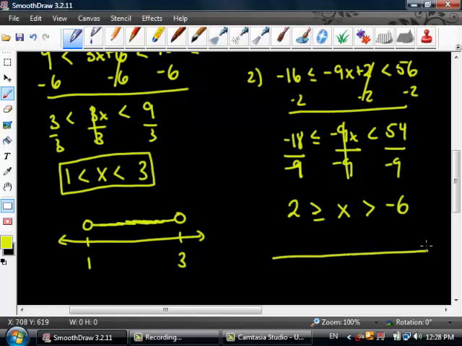Now, this is where things might get a little bit confusing. What number goes on the left? What number goes on the right? What goes on the left, Joshua? The negative 6, right? Because that's less. And then the 2. And now, what type of circles do I have, Brian? Open at negative 6, closed at 2. And we're in between. Raise your hands if you got that right.